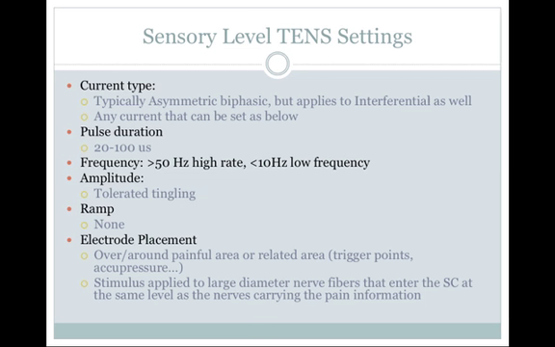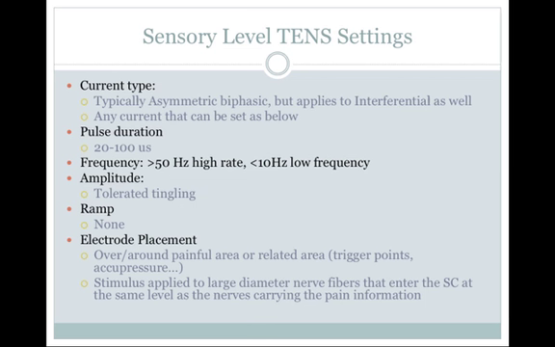Okay, so just a little more, another slide just here on the parameters. The current type for that is typically an asymmetric biphasic current. One of our Chattanooga machines has that built into it, so you can play around with that, and hopefully we'll get some TENS devices that you can utilize as well.